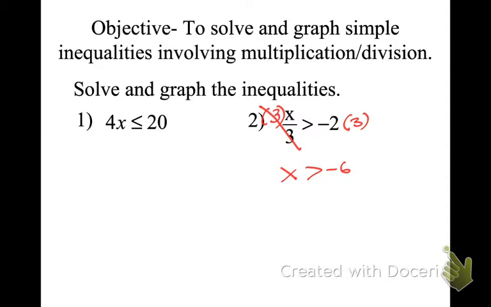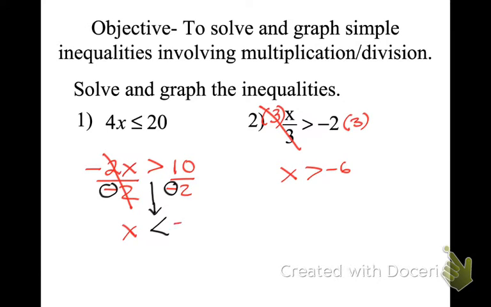Now, when do the rules start to change? When do the rules, Logan? When you're dividing and multiplying negative numbers. When you multiply or divide by a negative number. Okay? So when I divide both sides, go, Oliver. You divide both sides by negative 2. Negative 2. So notice, I am dividing by a negative on both sides. When that happens, what happens? The inequality flips. When you multiply or divide by a negative number, the inequality flips. And so then I get x is less than negative 5. Is everybody remembering that? Yeah.